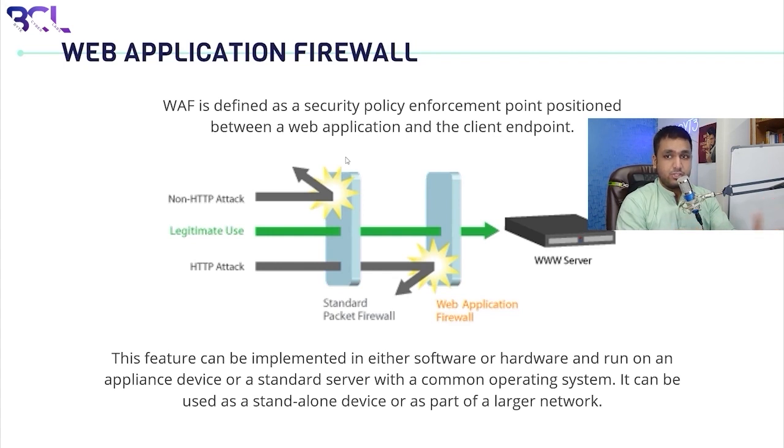A WAF, as we call it for short, is defined as a security policy enforcement point positioned between a web application and the client endpoint. That means if you're a client trying to connect to a website on a server, it adds a layer of security between these two endpoints, the user and the server, so that whatever data transaction you're doing is protected. In this illustration, it is defined like some non-HTTP attack against a standard packet firewall and a web application firewall. If there is a non-HTTP attack, HTTP is short for Hypertext Transfer Protocol.